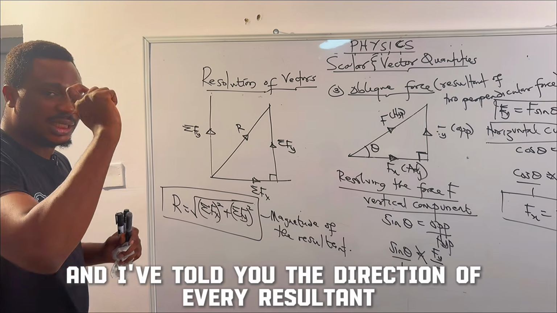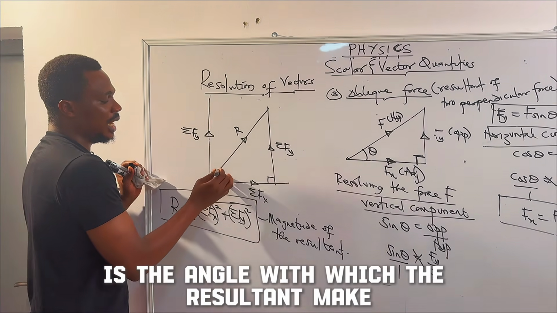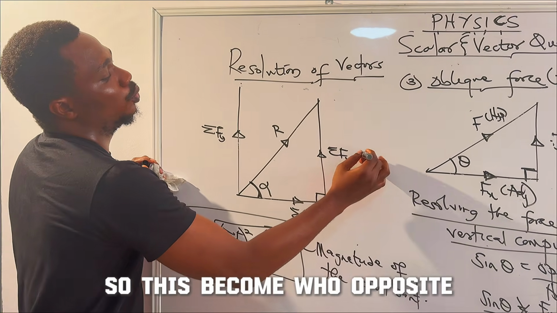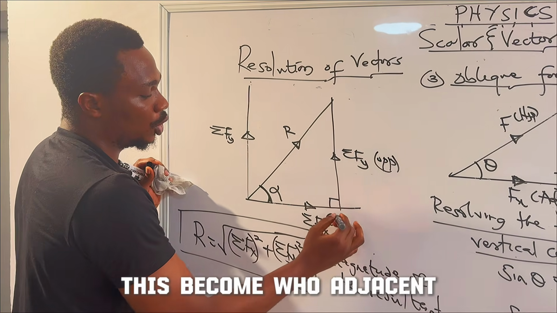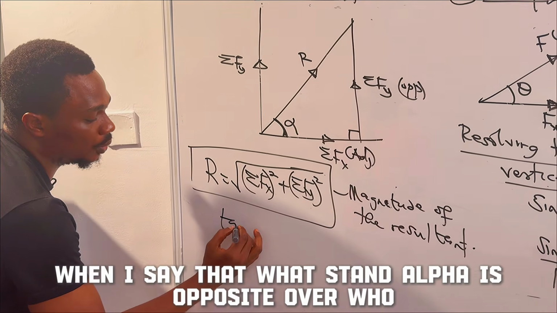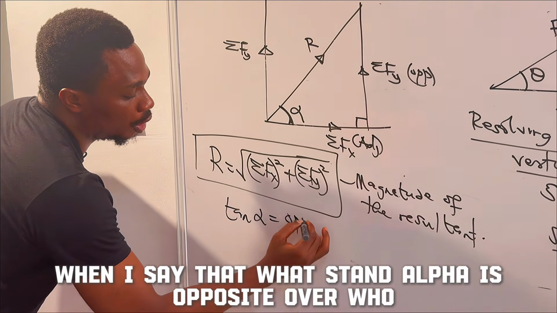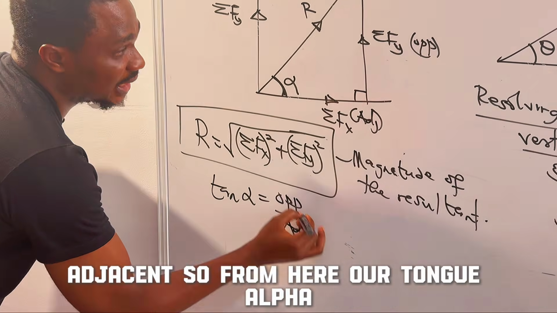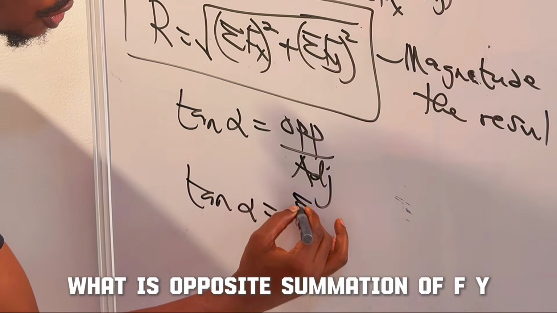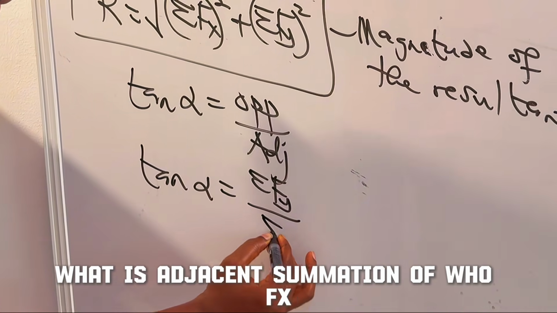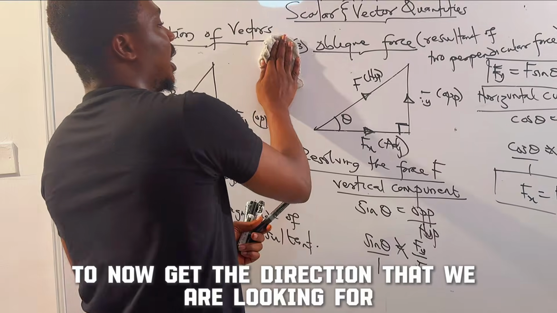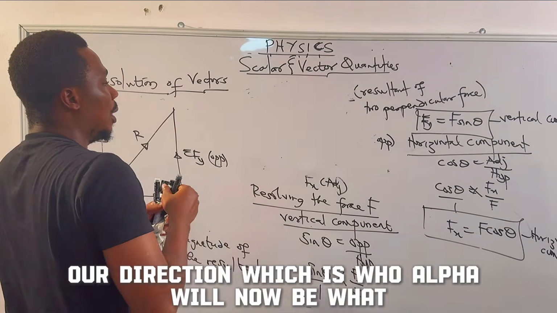And I've told you, the direction of every resultant is the angle which the resultant makes with the horizontal. So this becomes opposite, this becomes adjacent. So what do we say? To get direction, we now say that tan alpha is opposite over adjacent. So from here, our tan alpha, what is opposite? Summation of Fy. What is adjacent? Summation of Fx.